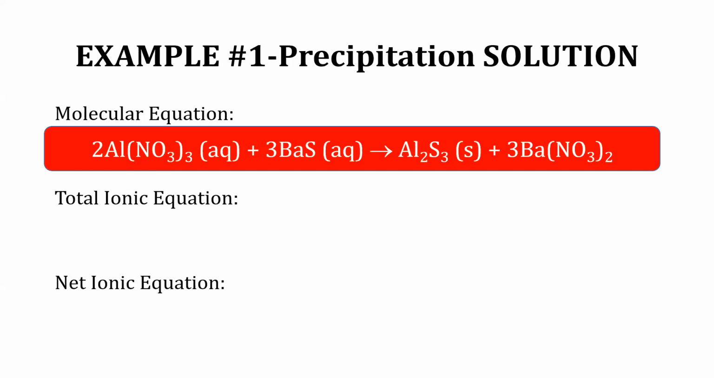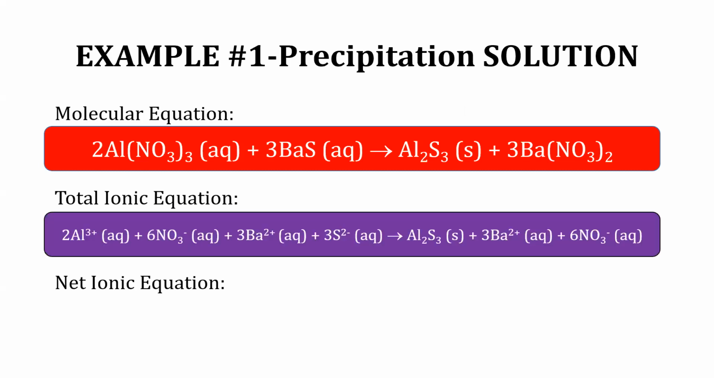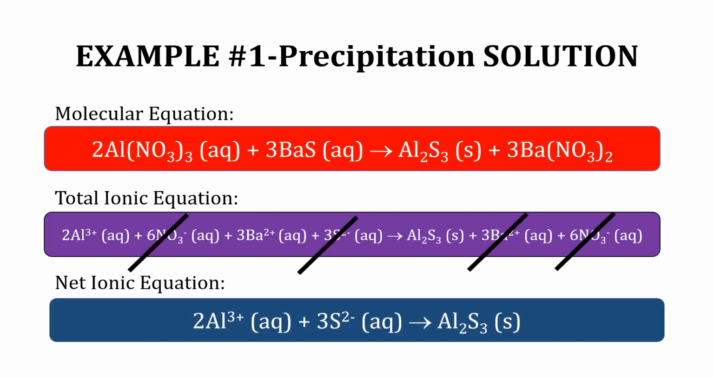The total ionic equation is 2Al3+ along with 6NO3- plus 3Ba2+ along with 3S2- forming solid Al2S3 plus 3Ba2+ along with 6NO3-. The net ionic equation, after removing the spectator ions of NO3- and Ba2+ ions, is 2Al3+ along with 3S2- forming Al2S3 solid.